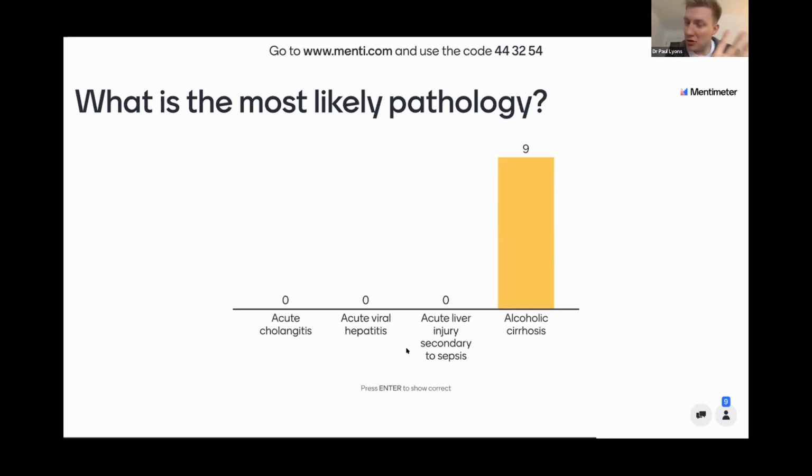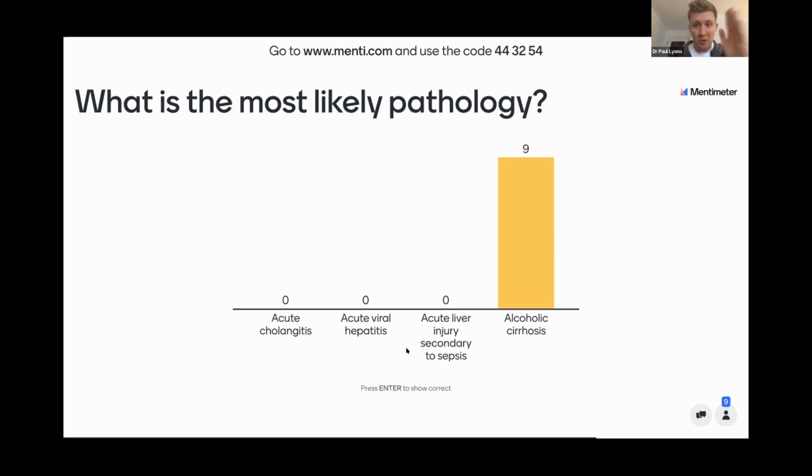Yeah. So you can see that just by going through this process, we eliminate all the other options. It isn't cholangitis because the ALP would be higher. It isn't acute viral hepatitis because the ALT would be much higher than it is. Acute liver injury secondary to sepsis, again, the ALT would be much higher. Also, arguably, the bilirubin wouldn't be as high. It must be alcoholic cirrhosis, a chronic liver issue. And we've worked that out just by using this process.